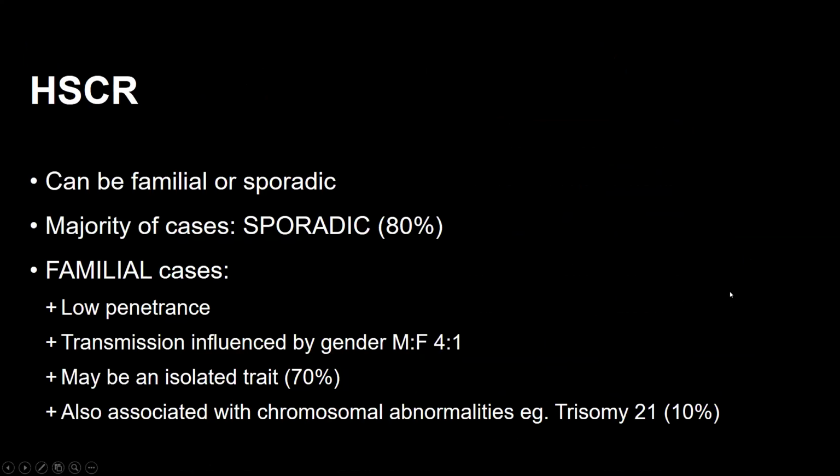So how do we get Hirschsprung disease? It can either be familial or sporadic. The majority of cases, of course, are sporadic, in about 80% of patients. Familial cases do have low penetrance. The transmission is influenced by gender, so males are far more affected than females. It may be an isolated trait in about 70% of those patients who are familially driven, and it can also be associated with chromosomal abnormalities, such as trisomy 21, in about 10% of those cases.